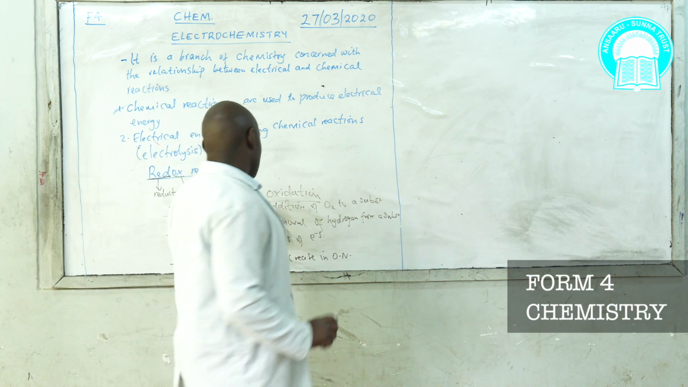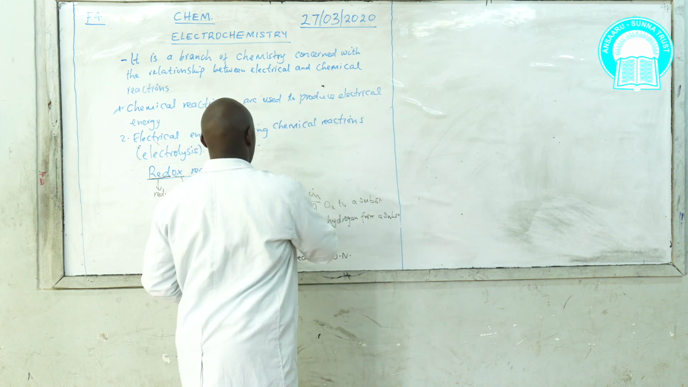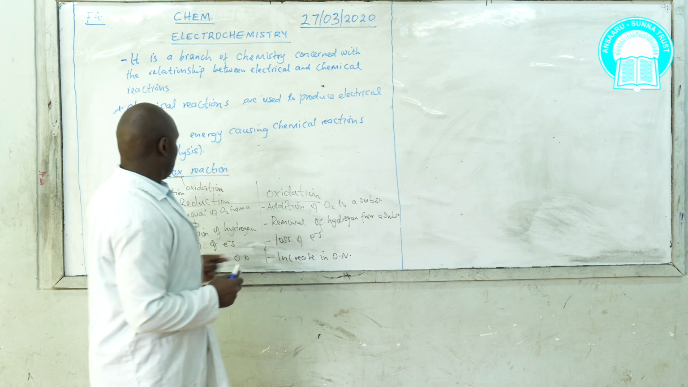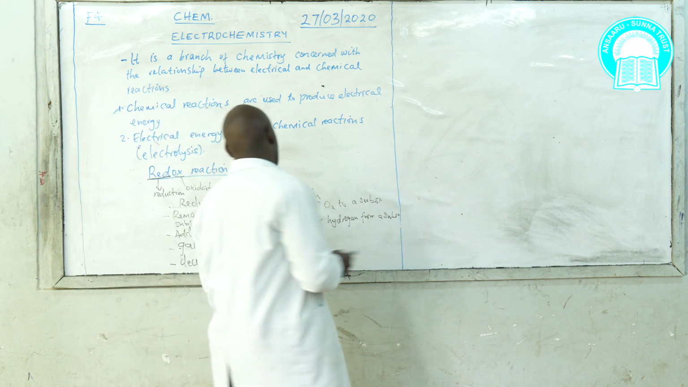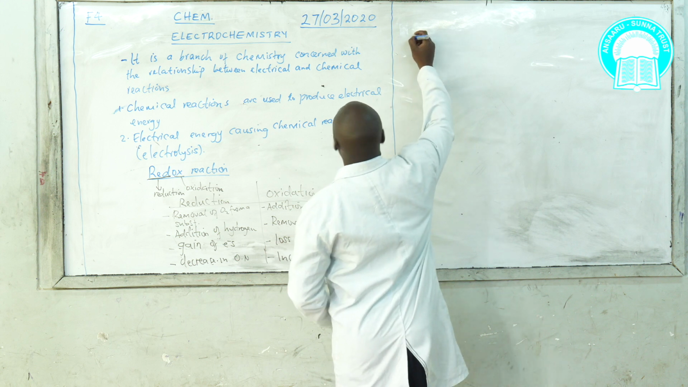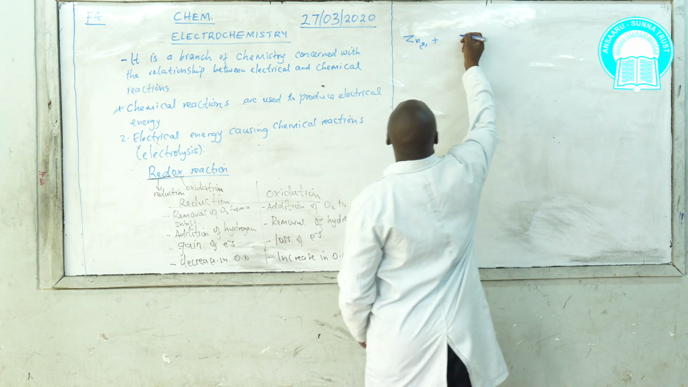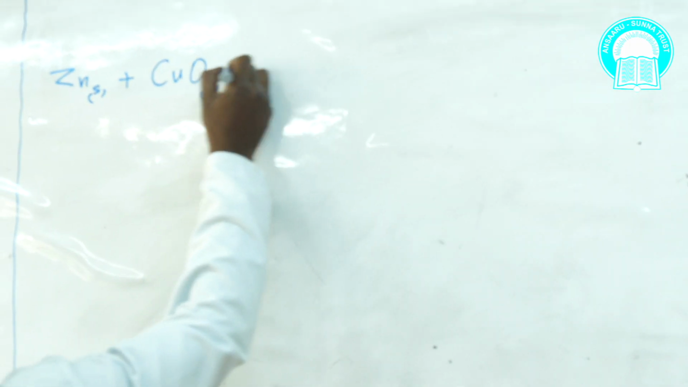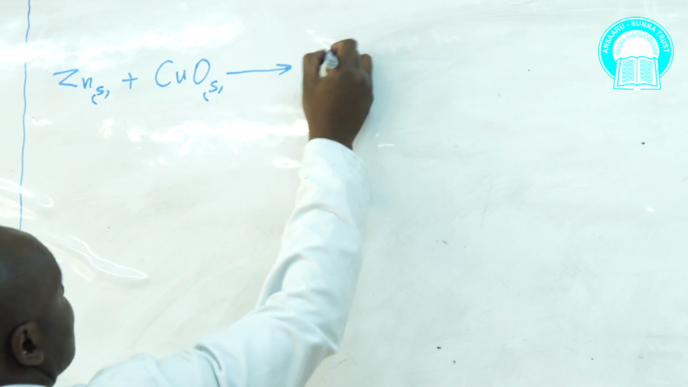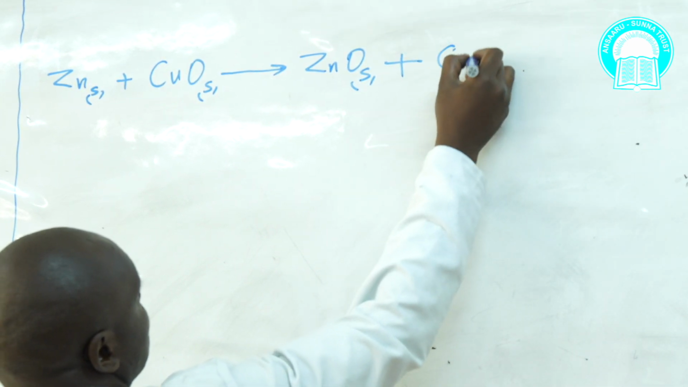We can remind ourselves of redox reactions whereby we involve oxygen, hydrogen, and electrons. Let's take an instance of zinc solid reacting with copper 2 oxide. It's going to give us zinc oxide and copper metal.